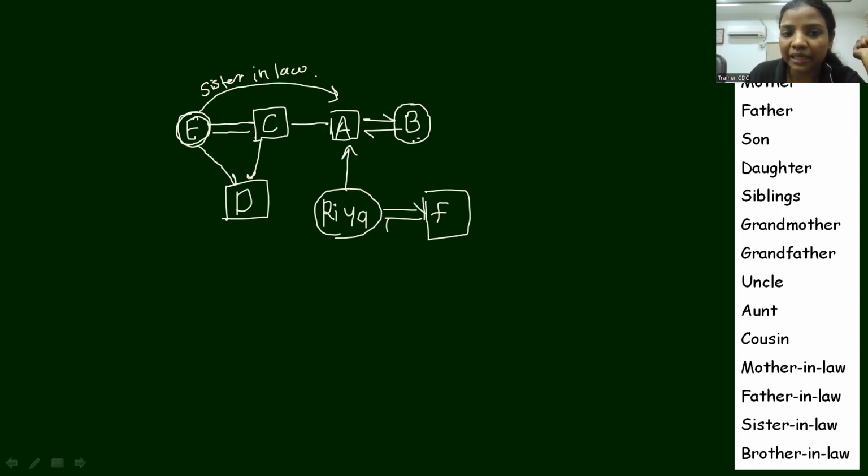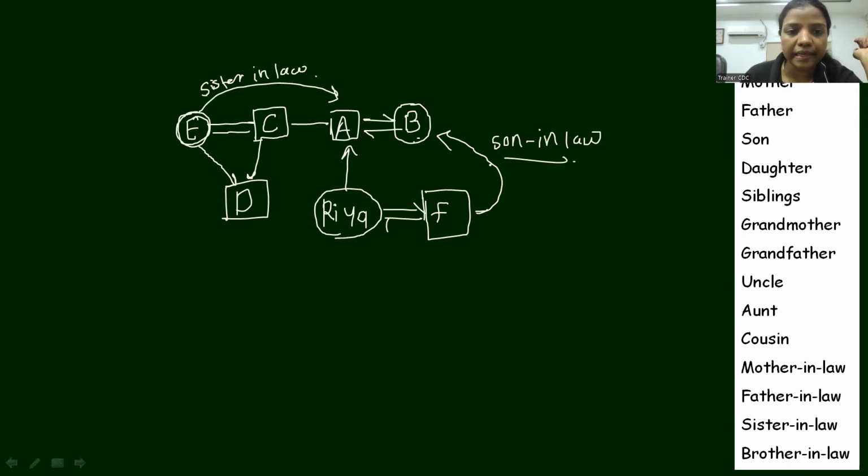Now I know that B is the mother of Ria, right? And Ria is married to F. So B will be mother-in-law of F. B is the mother of Ria, and for F, B is mother-in-law. So what is the relation of F with B? The relation of F with B is son-in-law, right?